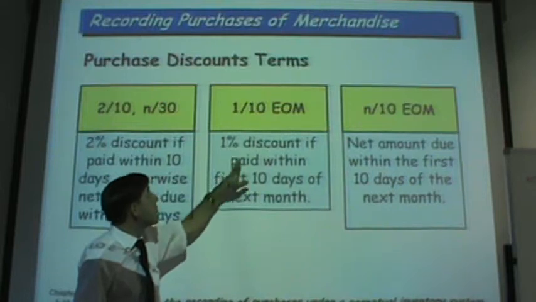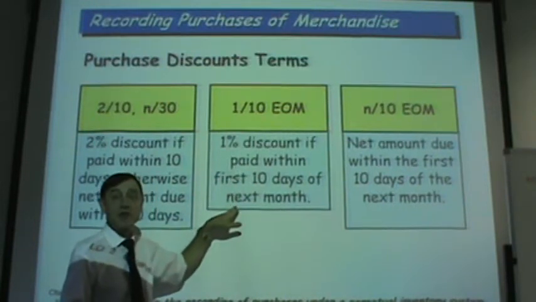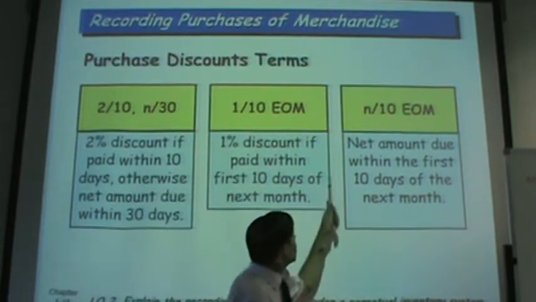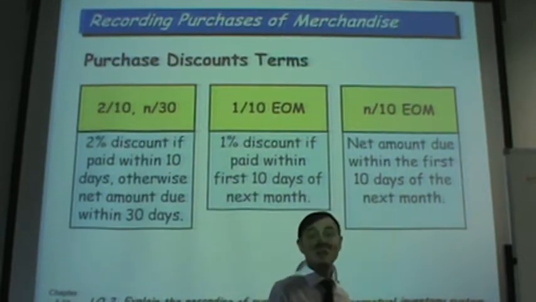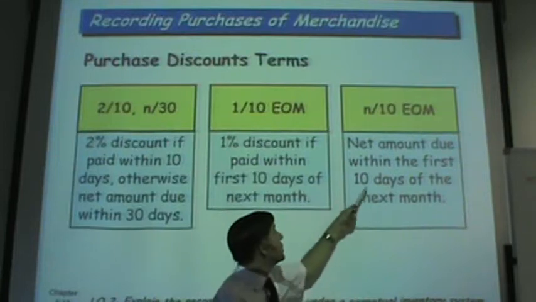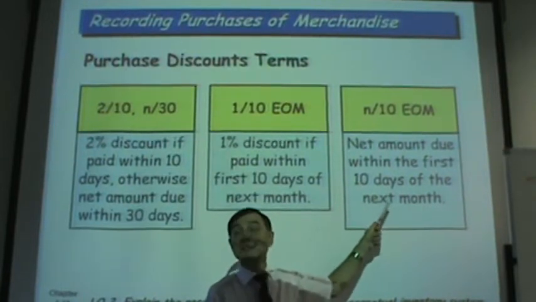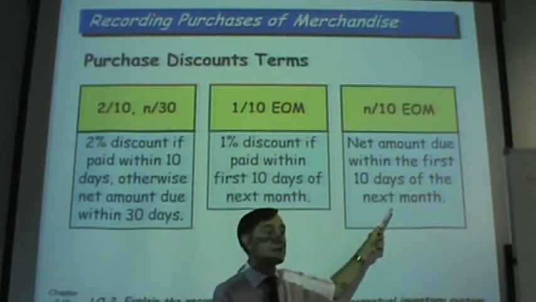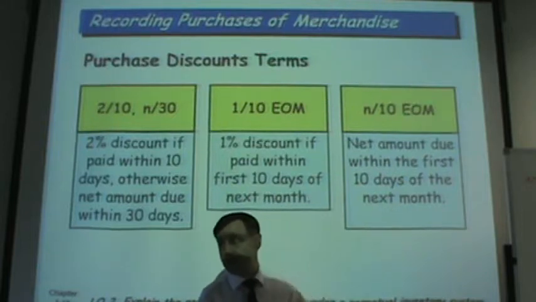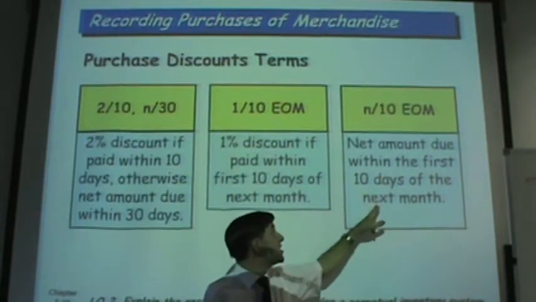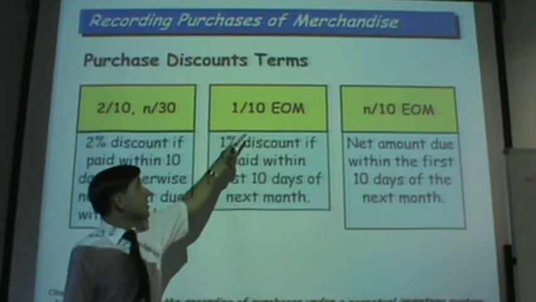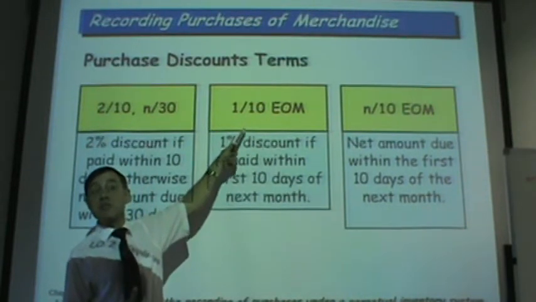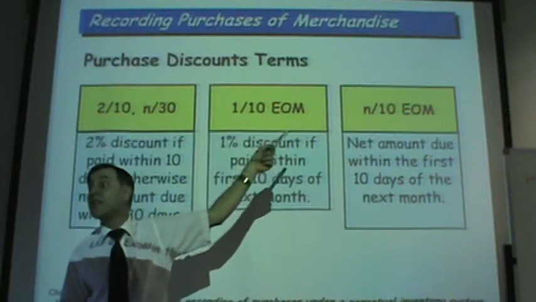So, 1% discount if paid within the first 10 days. Here the net amount is due within the first days of the next month. So, you have to pay the full amount by the 10th, basically, within the first days of the next month. So, that's a new symbol, but that's how it's interpreted. EOM means end of month.